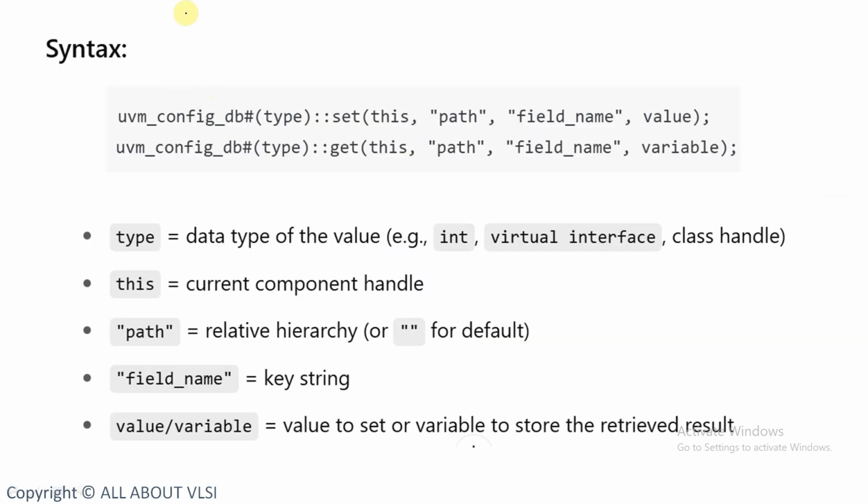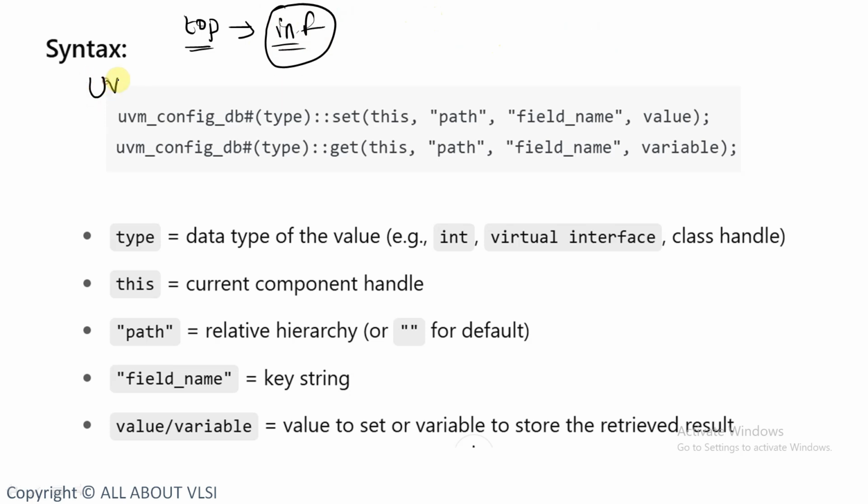Let's say in our previous example where the top module was sending the interface instance. How is it going to send the interface instance? First, it should store this particular interface instance inside the database. So how is it going to store?